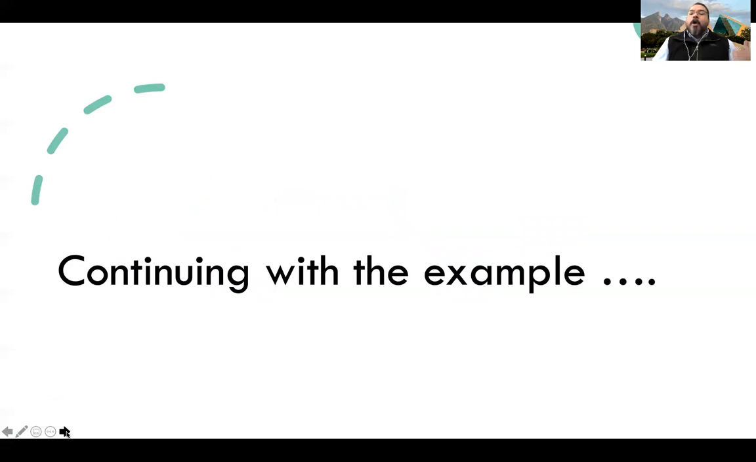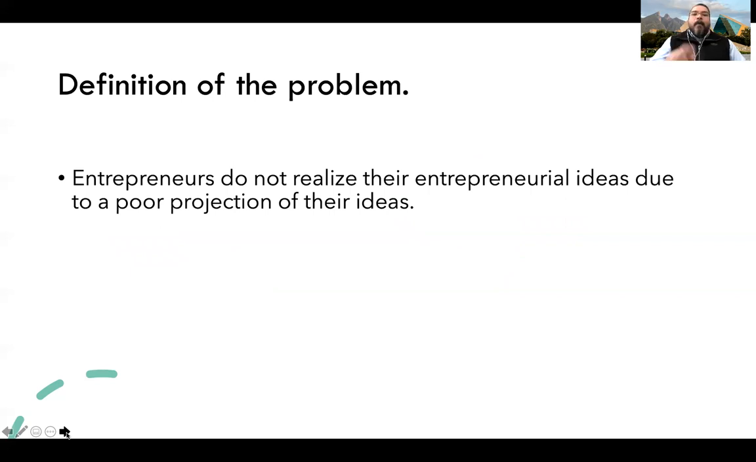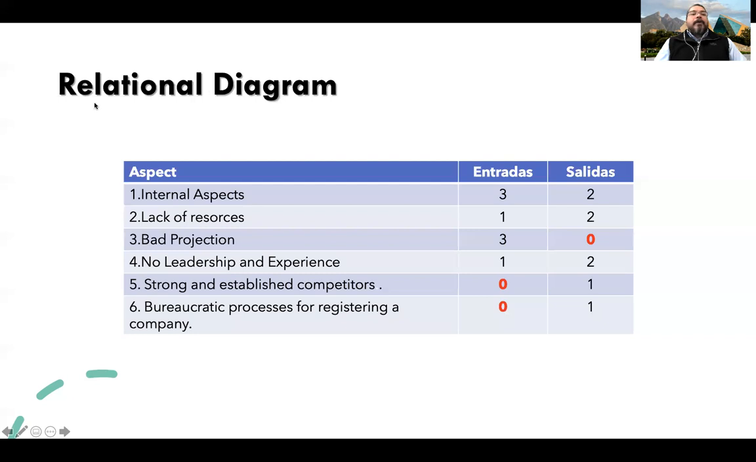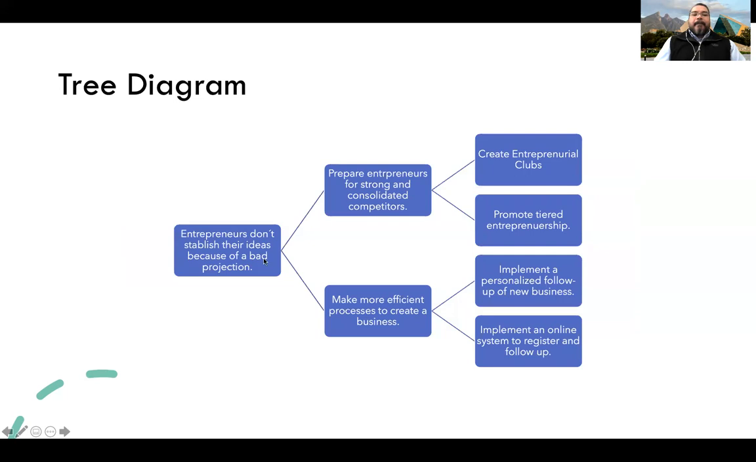Now we're going to continue with the example that we started in the diagnosis video. So we had one problem defined: that entrepreneurs do not realize their entrepreneurial ideas due to a poor projection of their ideas. This is the relational diagram, just to remember a little bit of what we have been doing. And now here's the tree diagram. So this is the problem, and these are the two main branches, or the two main sets of actions. We need to prepare entrepreneurs for strong and consolidated competitors. We need to make more efficient processes to create business.